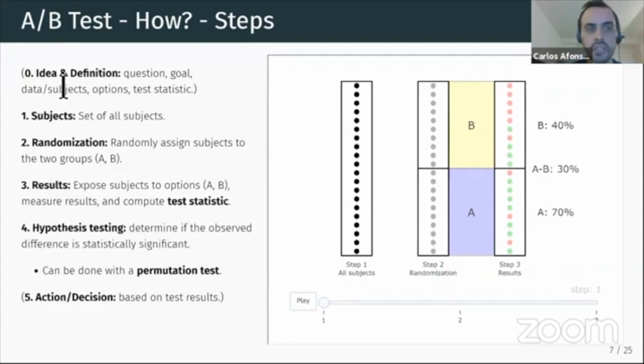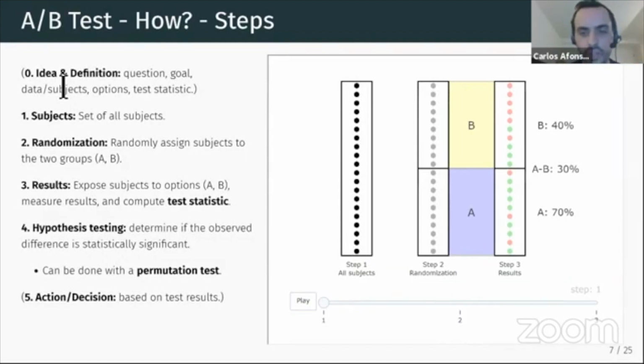So that's step 0. You need to have an idea, and you need to define what the A/B test is that you want to do, what data you're going to use, what your question is, what your goal is, what the two options are that you're going to compare, and how you are going to measure the difference between those two options. That's called the test statistic. That's step 0. Okay, so let's start with the individual steps after that.